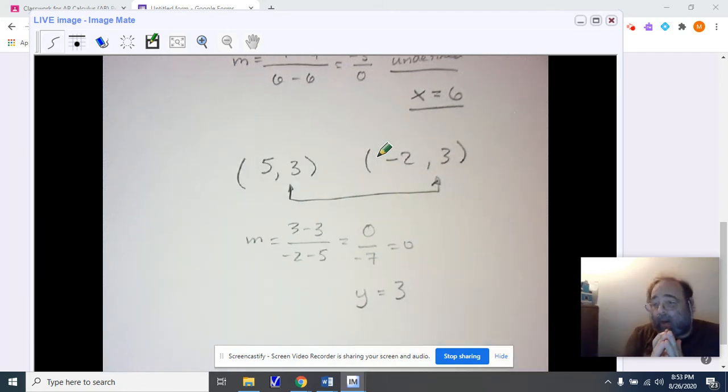So please be aware, finding the slope is the first step that you have to be able to do, and you should be able to do it very well by now.